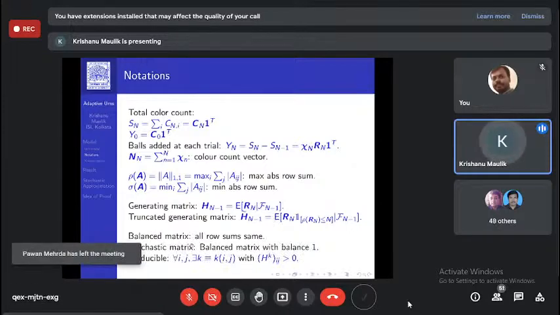And what is a balanced matrix? When you look at the norm, it's in terms of the row sums. So all row sums are the same. And then without loss of generality, you take the common row sum to be 1. And that's called a stochastic matrix. So you can think of it as a stochastic matrix or a transition matrix in a Markov chain. The only thing is, the transition matrix becomes random as well.